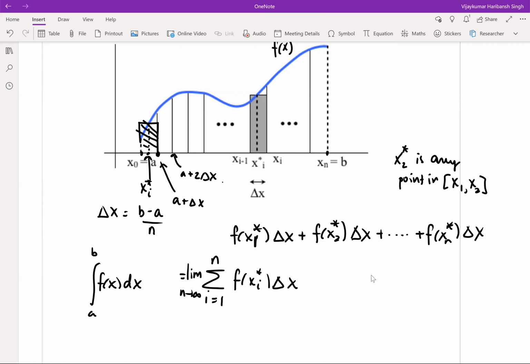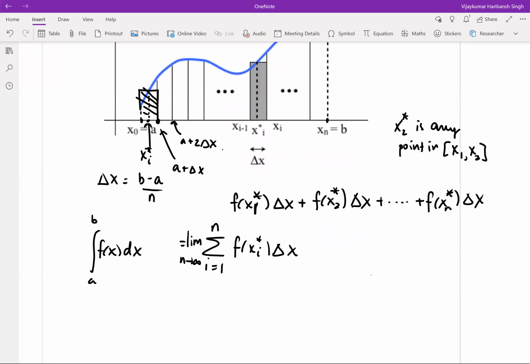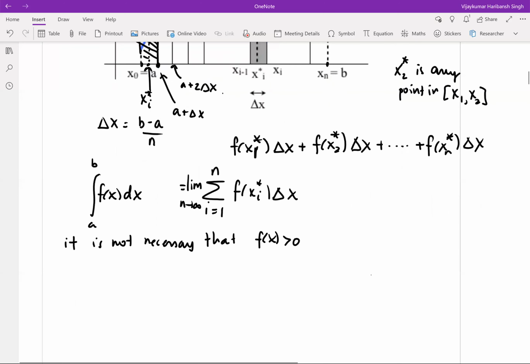Note that this is a special example where f of x is greater than 0, but it is not necessary that f of x has to be greater than 0. It can also be less than 0. We'll see in a minute what it represents. So this is the definition of the definite integral of f of x from a to b with respect to x.